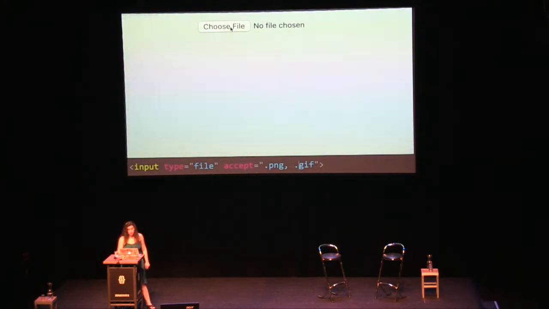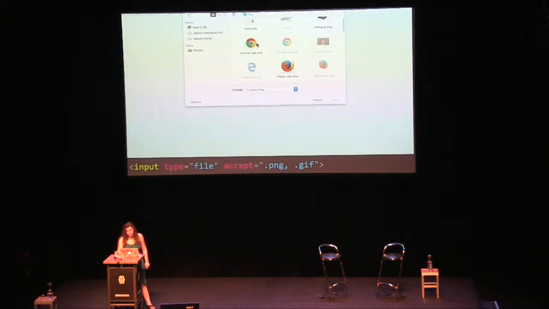And now it can only download PNGs and GIFs. This is useful for custom file types, if I'm requiring some kind of weird file type that it doesn't have a generic MIME type for. There are generic MIME types for image, video, audio, text, but there aren't generic MIME types for everything. So in those cases, it might be useful to require a specific extension.